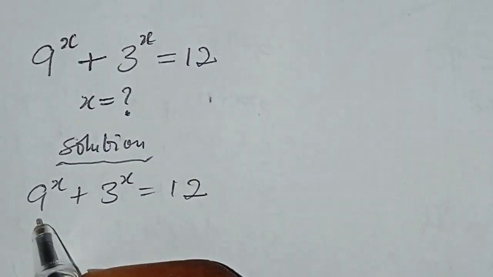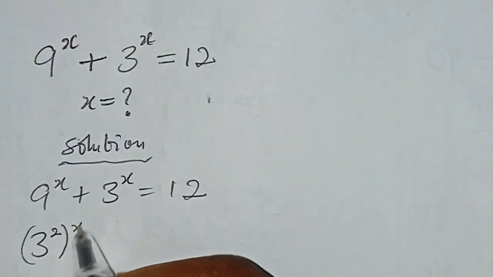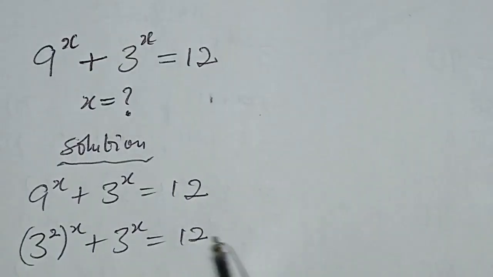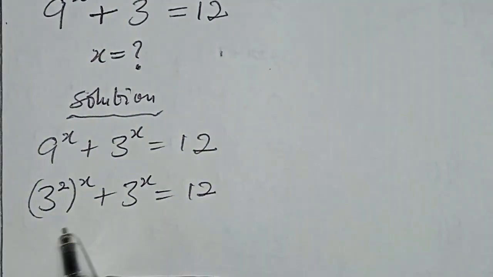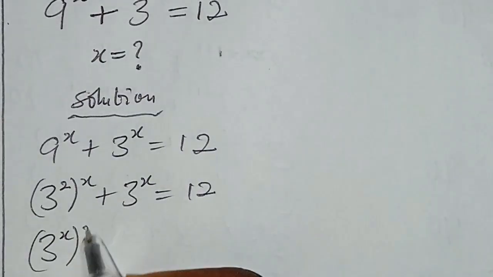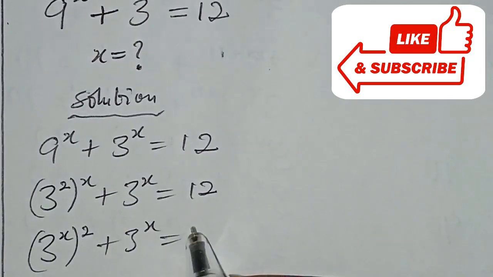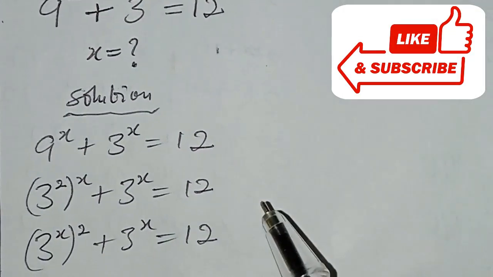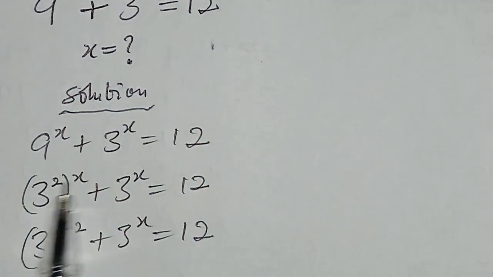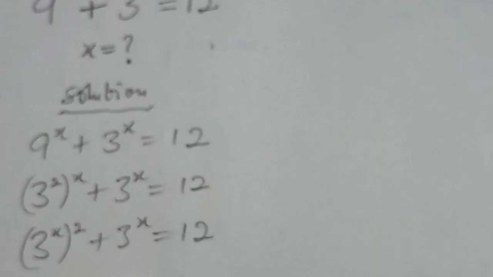Now here, we can rewrite this as 3 to the power of 2 to the power of x plus 3 to the power of x equal to 12. Now this can be written as (3 to the power of x) to the power of 2 plus 3 to the power of x equal to 12. Using the rule of exponents, we can interchange the power.